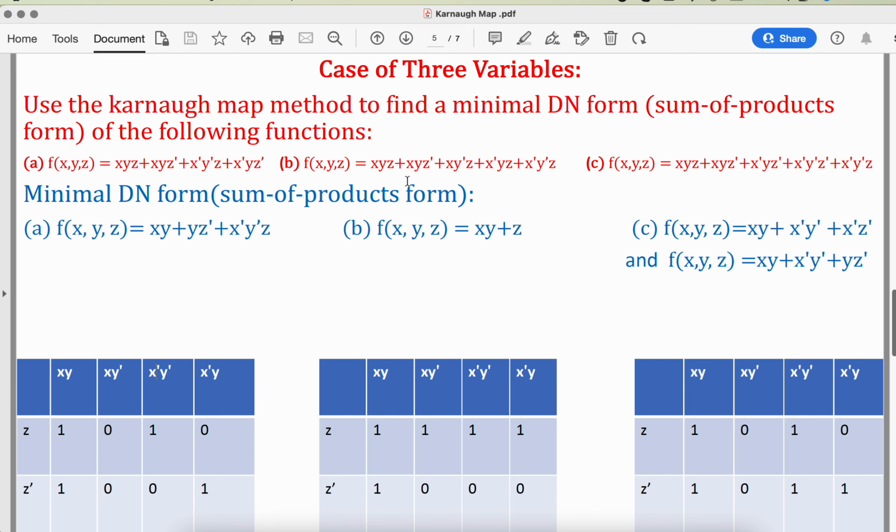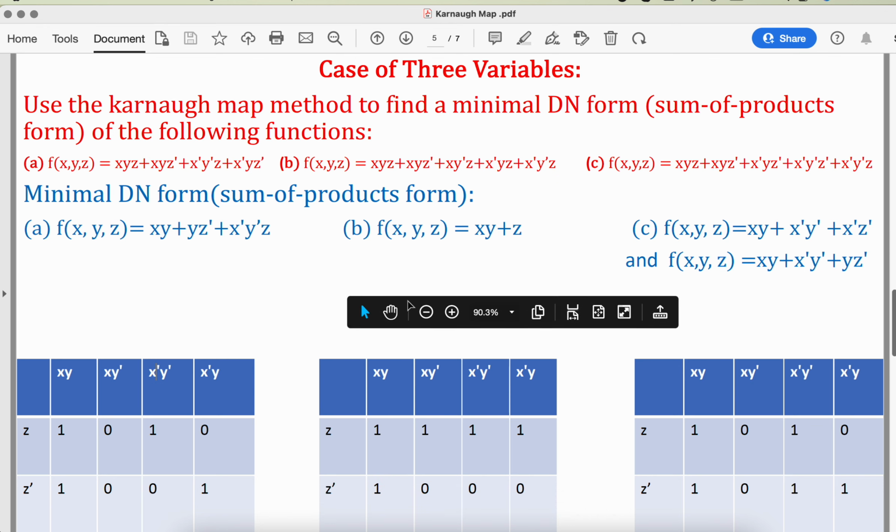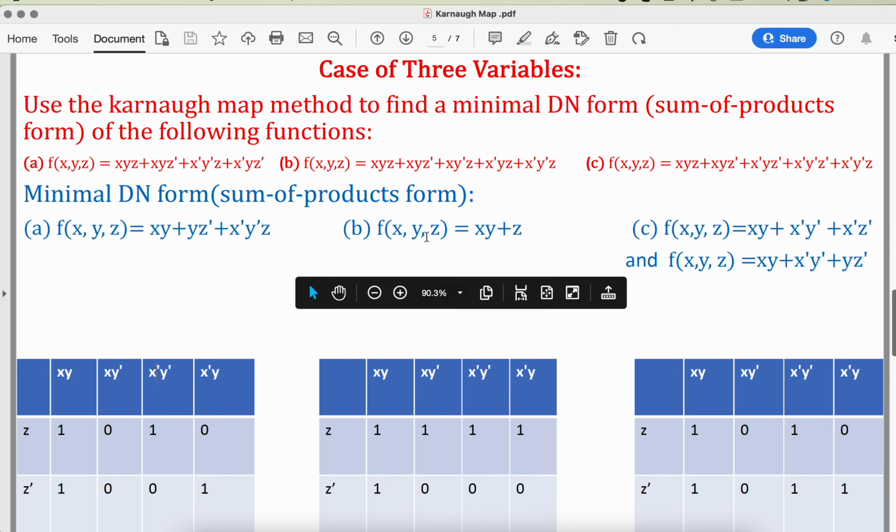So xy + yz' + x'y'z. Now one more example, xyz. So it is 1. Next is xyz'. So this is xyz'. So I have written 1 here.